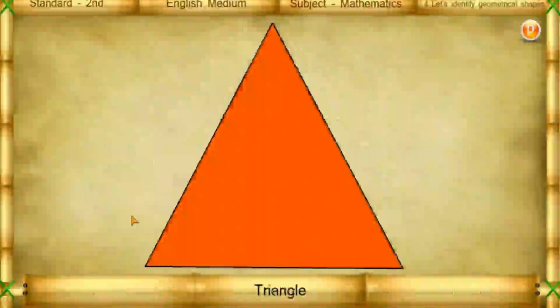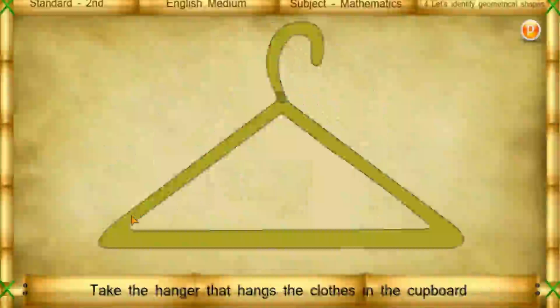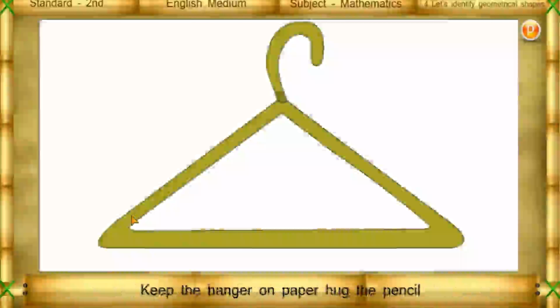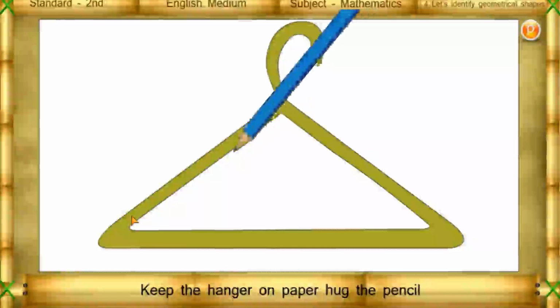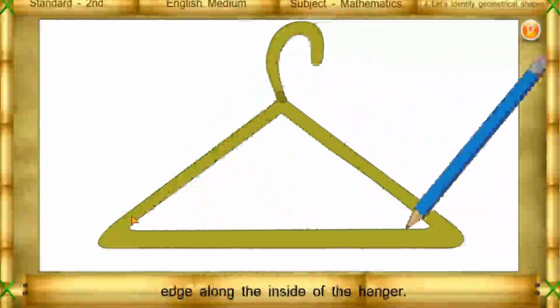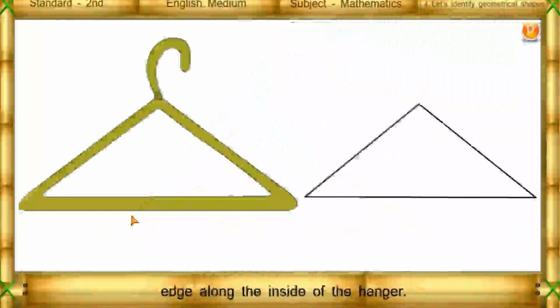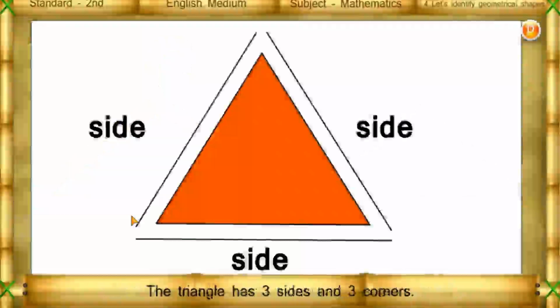Triangle. Take the hanger that hangs the clothes in your cupboard. Keep the hanger on paper and hug the pencil edge along the inside of the hanger. The shape that has come is called a triangle. The triangle has 3 sides and 3 corners.